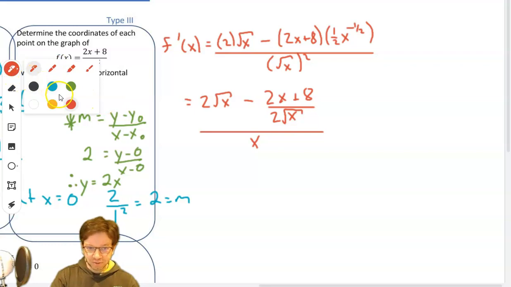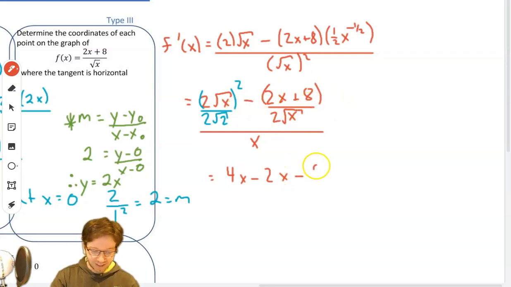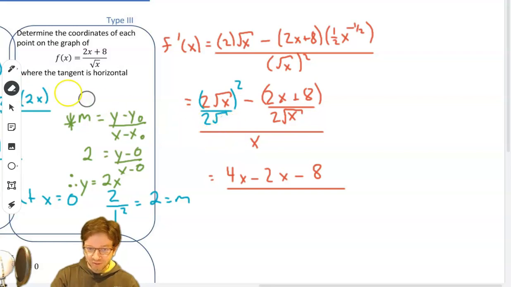So now we're going to need to subtract these fractions, and to do it, this one I am going to multiply by 2 root x and divide by 2 root x. I'm going to have a 2 root x here, and I'm going to do the same thing here. So that's going to give us 4x. Then we have minus 2x. Okay, and remember this is like this, so then we have minus 8, all divided by, I don't know why I just wrote 2 root 2, that should be 2 root x.